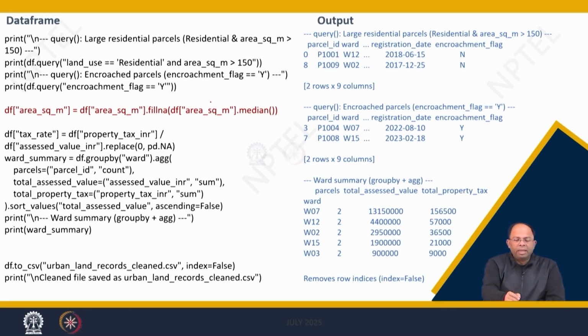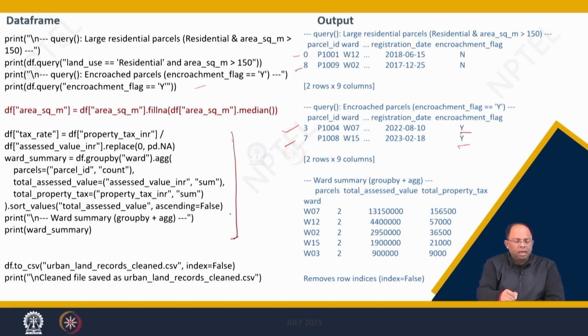For the query part, you can see that the first query that we ran was for residential area and greater than 150. We get 2 records, 0 and 8, which are both residential as well as having a larger square footage. And then comes the encroachment query, and here you can see these are the plots, the parcels of land, where these are encroached. These are all Y.